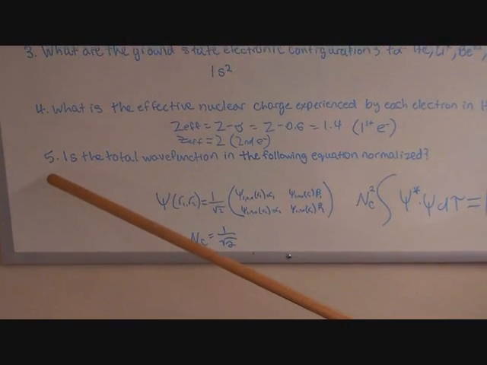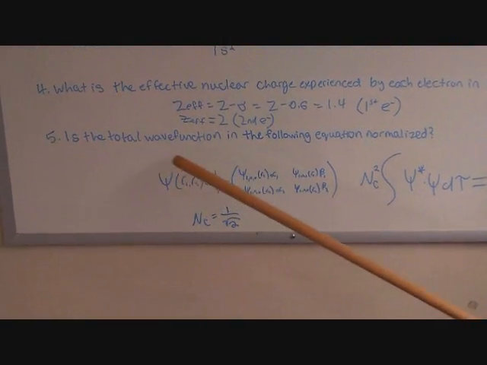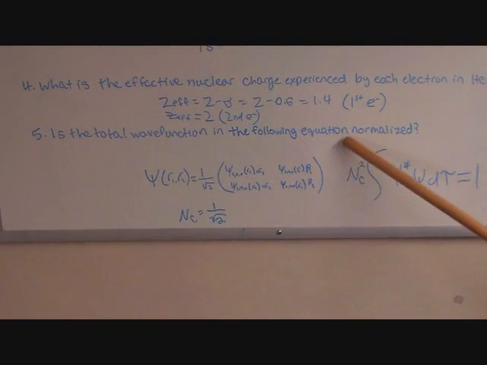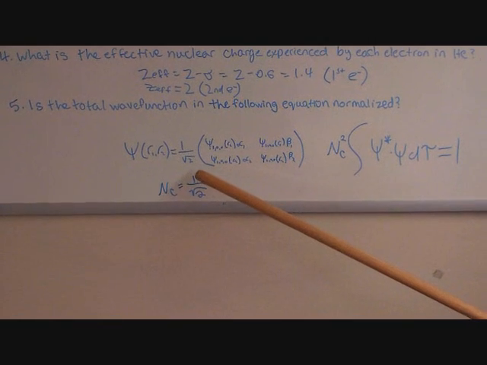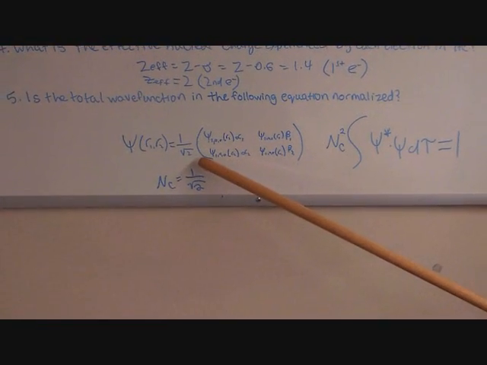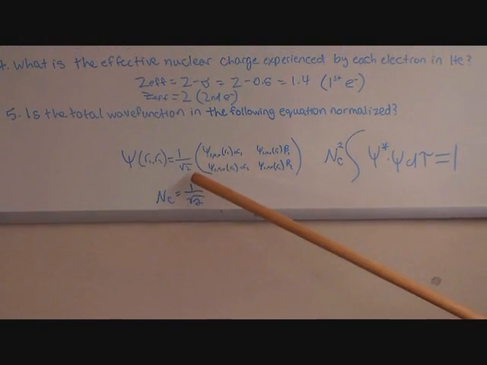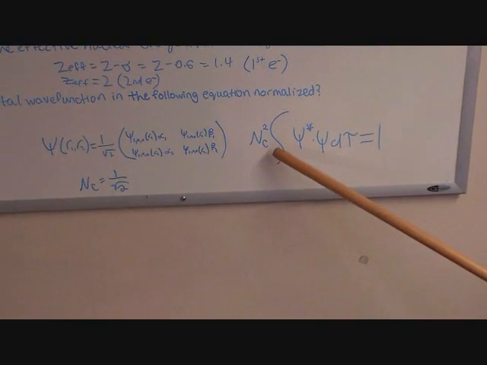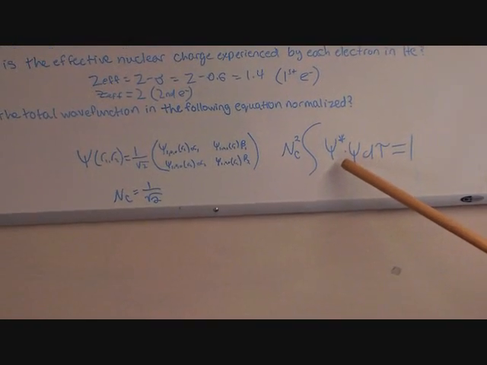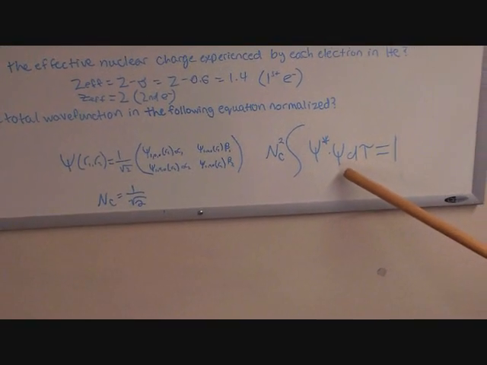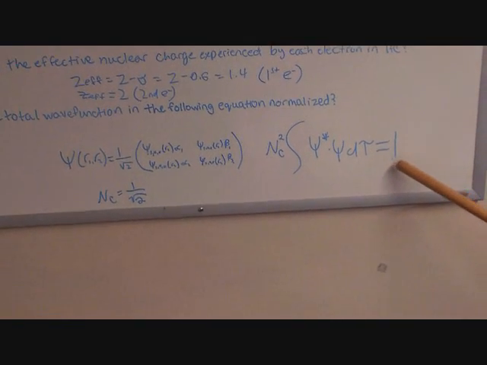Finally, the fifth question, is the total wave function in the following equation normalized? The answer is yes, it is normalized. The normalization constant for this particular equation is 1 over the square root of 2, and this can be proven in this calculation where the normalization constant squared times the integral of the complex conjugate of the wave function times the wave function will equal 1.